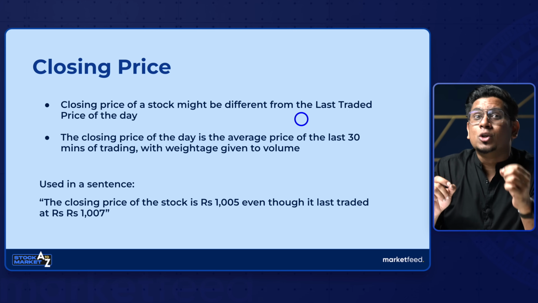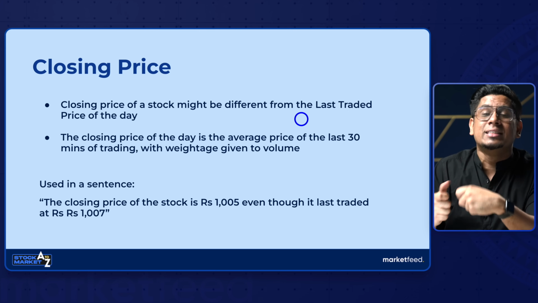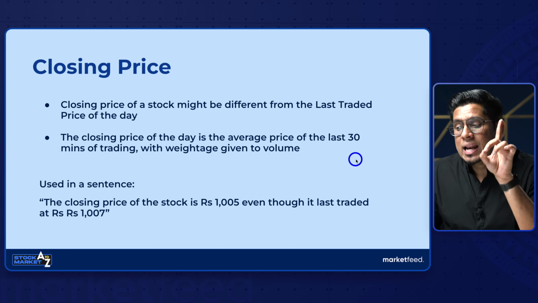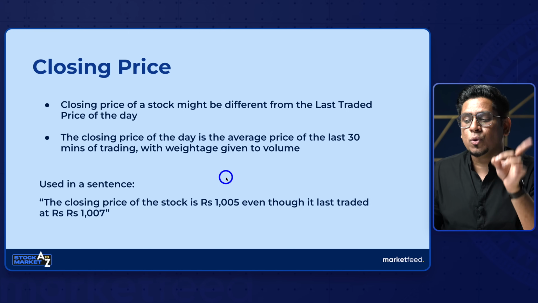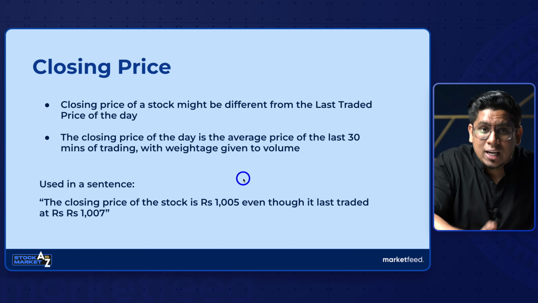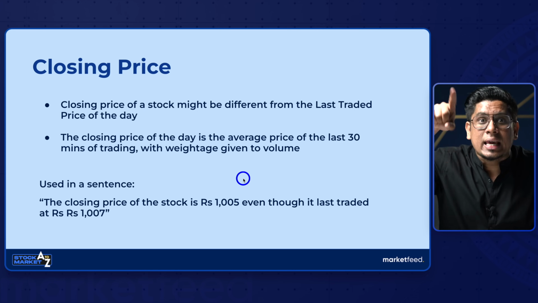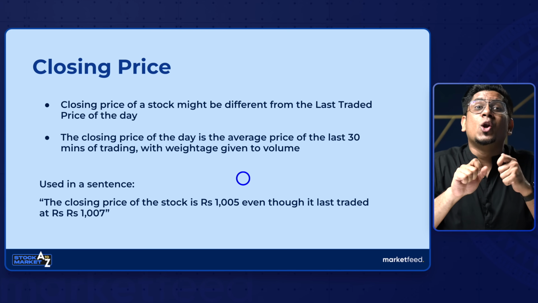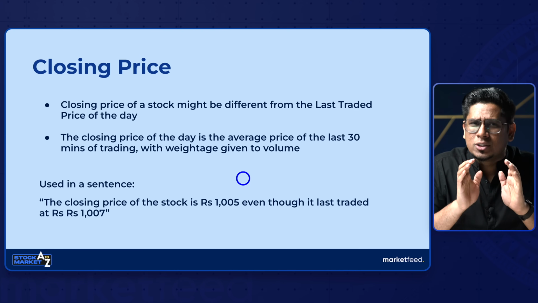So that is where the logic comes in. How is the closing price determined? The closing price of the day is the average price of the last 30 minutes of trading, with weightage given to volume. That is, from 3 p.m. to 3:30 p.m., whatever price trading happened, with the weightage given to volume also, is how a closing price is decided. Sounds a bit complicated?